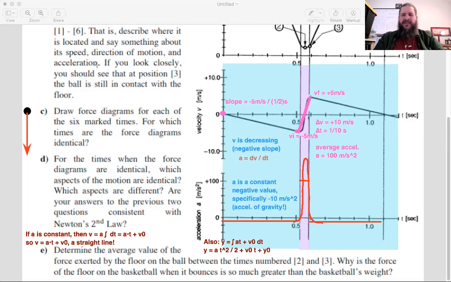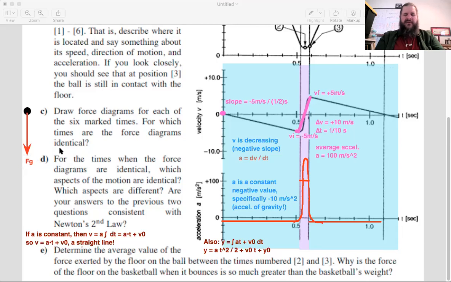Air resistance could play a role, but I don't think the ball is really going fast enough that air resistance would play a major role here, especially since we found that the acceleration is about -10 meters per second squared, which is what we'd expect from just gravity. So during that first half second, we've got force of gravity, m times g, and nothing else.